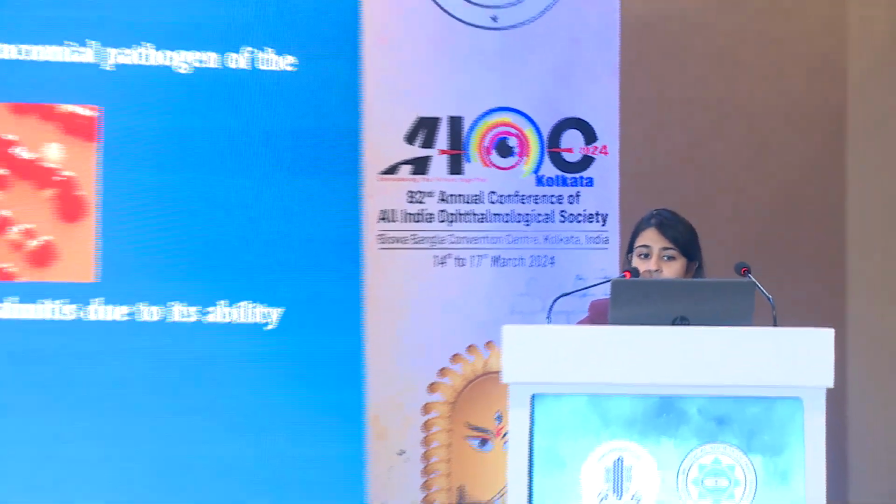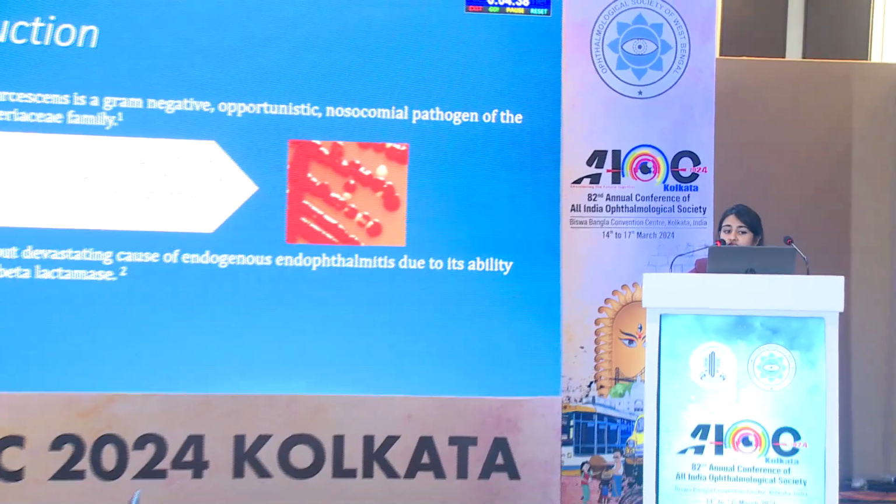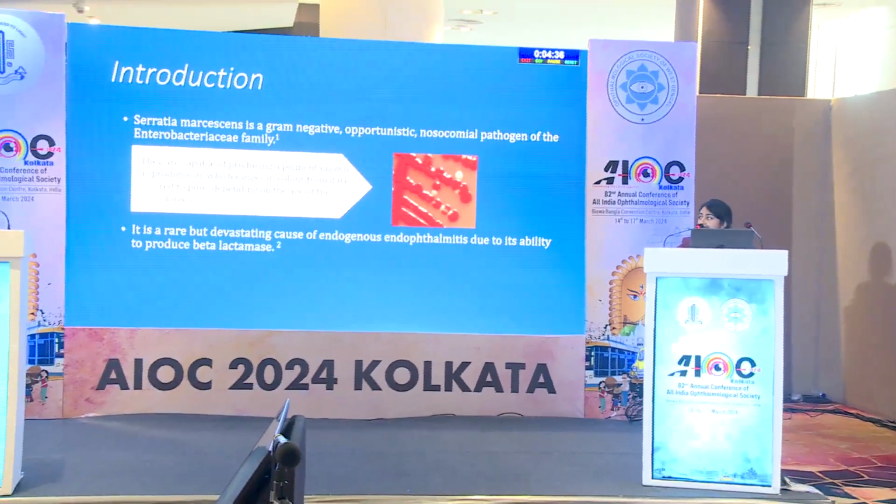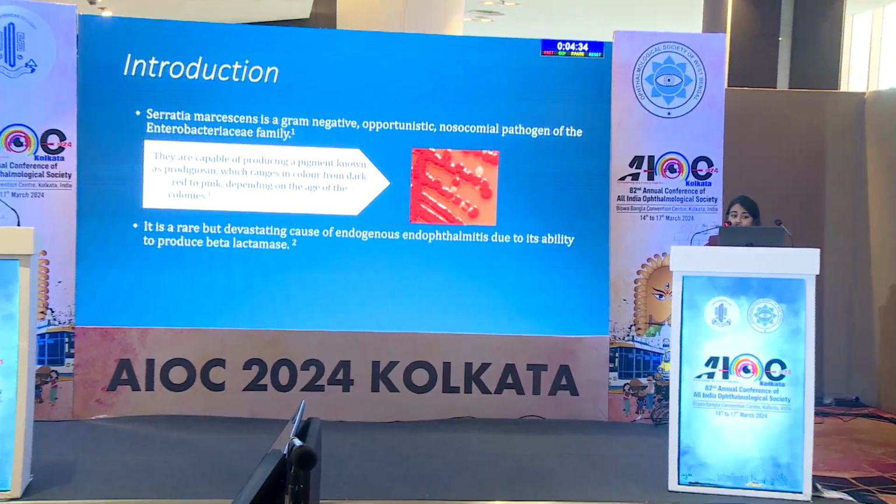I am Madhurima Kumar from AIOC 2024 and I will be presenting a topic on Serratia marcescens endophthalmitis, the curious cases of pink hypopyon. So what is Serratia marcescens? It is a gram-negative, aerobic, opportunistic nosocomial pathogen belonging to the Enterobacteriaceae family. What is important about it? It is capable of producing a pigment known as prodigiosin, which ranges in color from dark red to pink depending upon the age of the colonies.